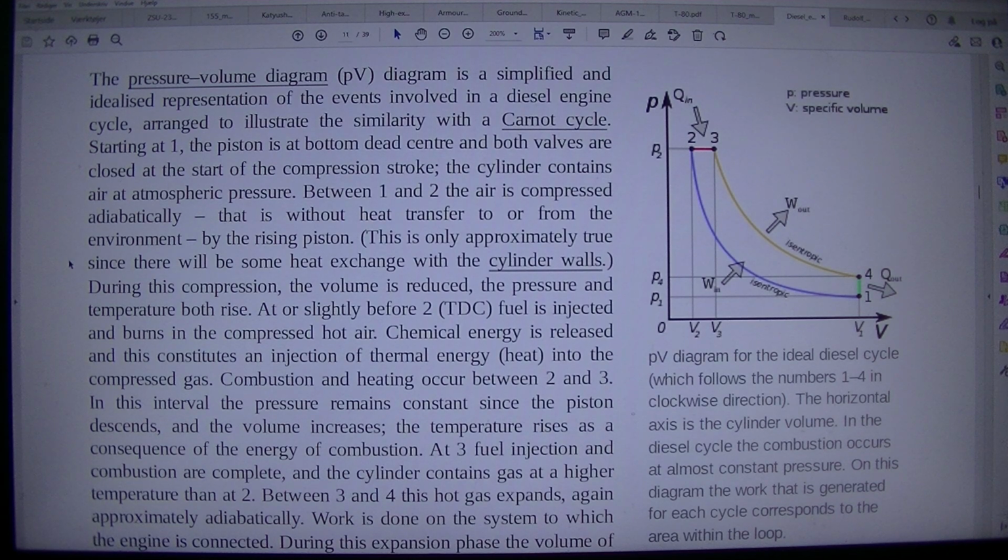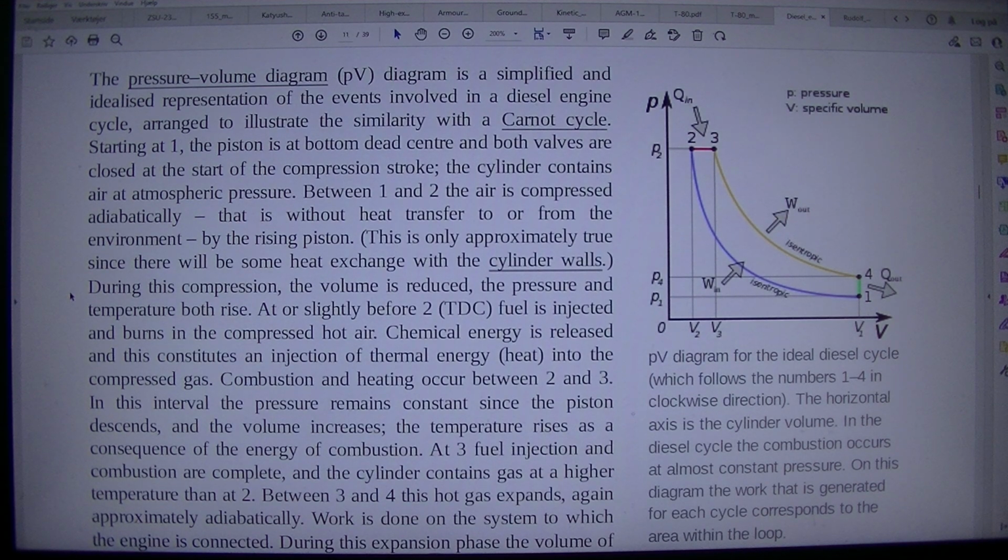Between 1 and 2, the air is compressed adiabatically, that is without heat transfer to or from the environment, by the rising piston. This is only approximately true since there will be some heat exchange with the cylinder walls. During this compression, the volume is reduced, and the pressure and temperature both rise.